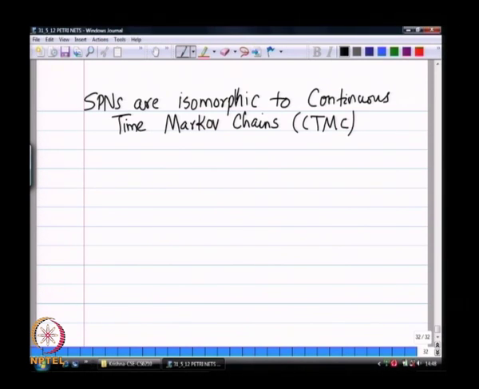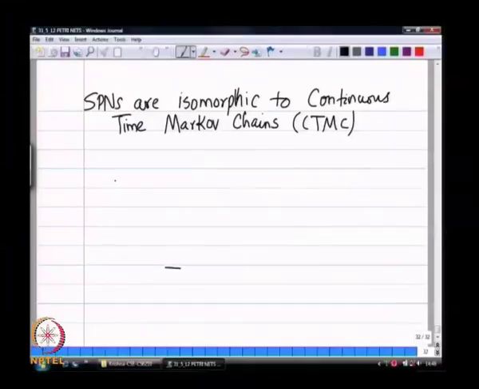All right. So let us look at some sample values, okay, and see how we can do this. So here is an example of a stochastic Petri net.